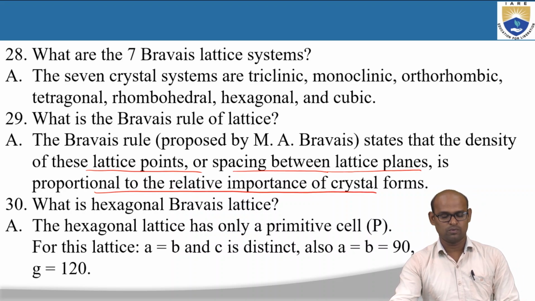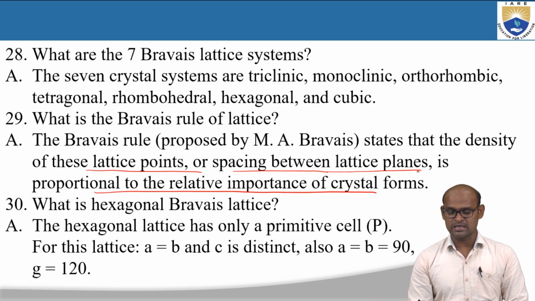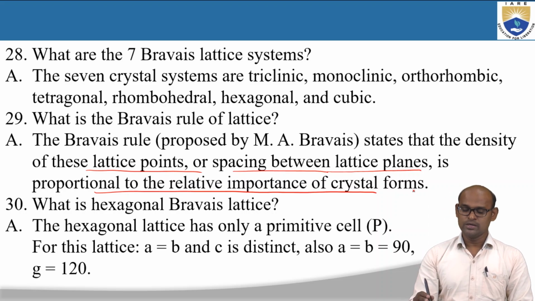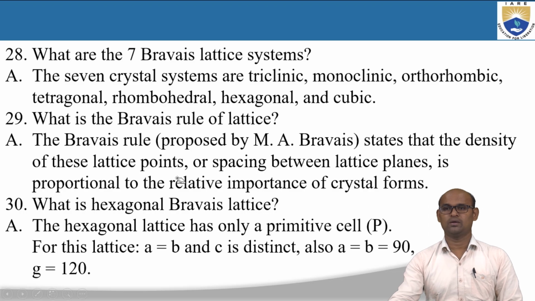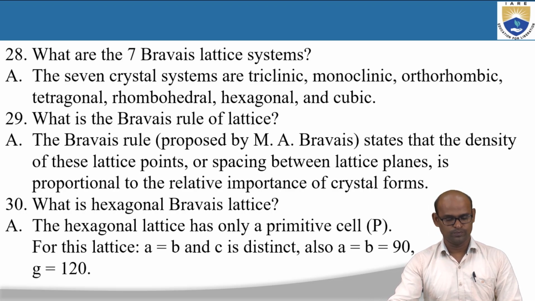of the crystal forms. Okay, so the Bravais rule states that the density of the lattice points, the density of the number of atoms in a unit cell, or the spacing between lattice planes is proportional to the relative importance of crystal forms. So it's very important to identify the density to define this Bravais lattice, because density or the distance between planes is important to define different types of crystal forms. So that is a rule used to describe different arrangements of lattice points.